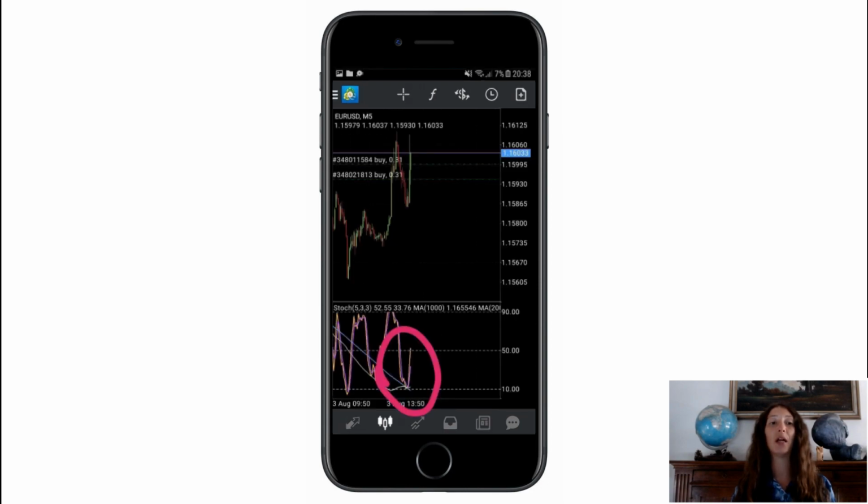Buy entry. When moving average 1000, moving average 200 and stochastic 5.3.3 join together and touch level 5 to 10 of the stochastic level, it is a signal for buy.